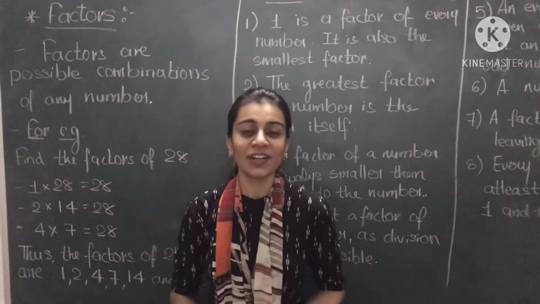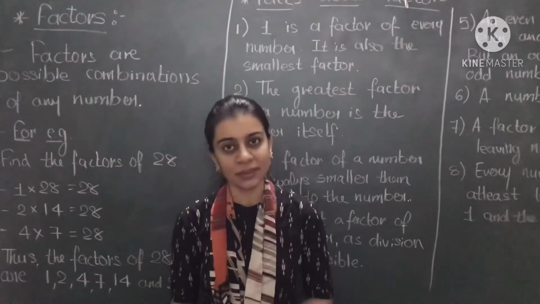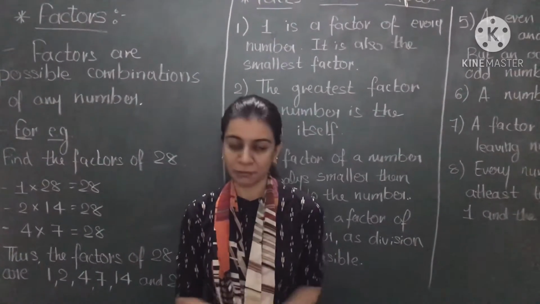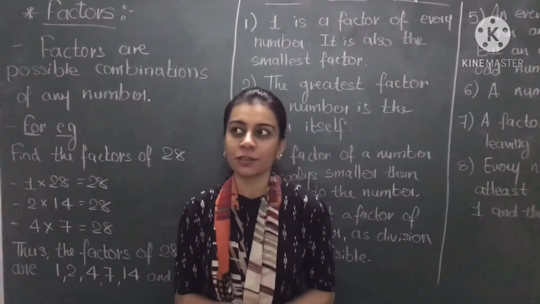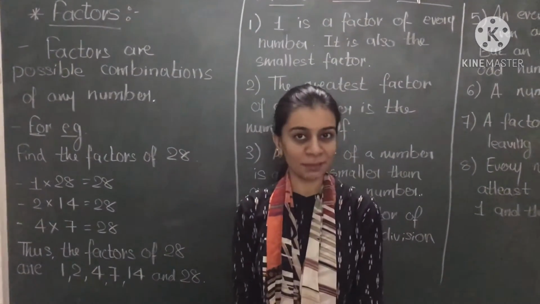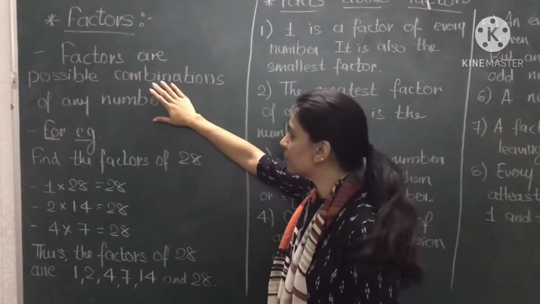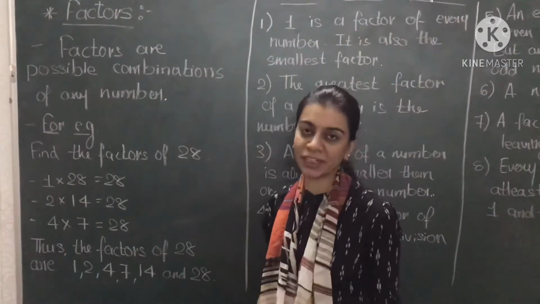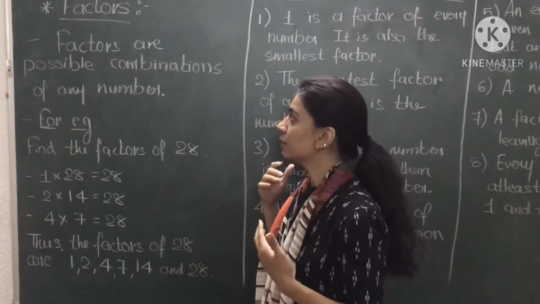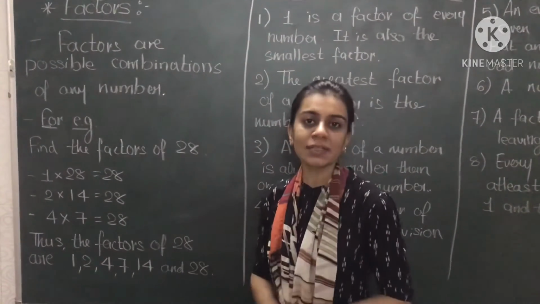Hello students, now you already know about multiples, everything about multiples, but you know less about the factors. So let me show you some facts of the factors and how to find the factor of any number. Now, factors are simply the possible combinations of a number. If any number is given to you, the possible combinations of that number to be formed are known as factors.